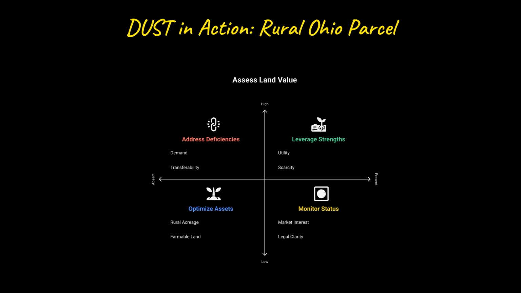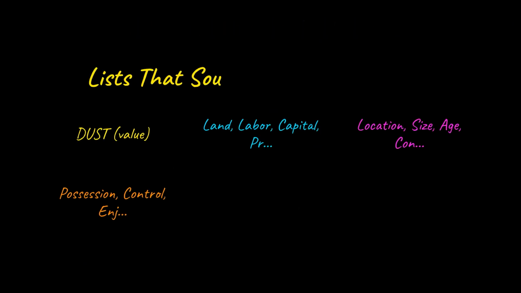2 conditions met. But if no buyer wants it, demand is missing. Add a clouded title and transferability fails too. Market value requires all 4, not just a partial set.